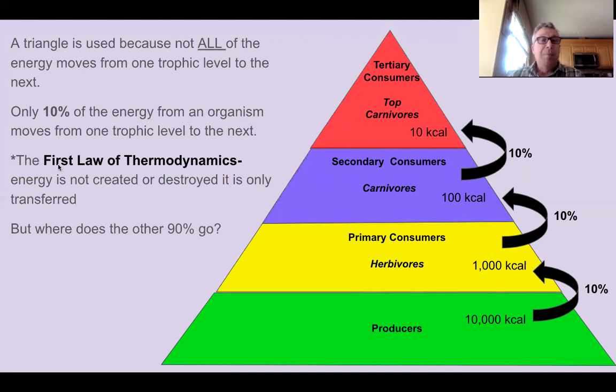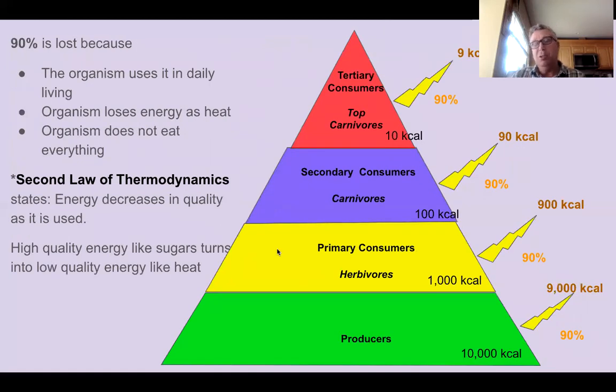All right, so based on the first law of thermodynamics, energy is not created nor destroyed. So, energy is still there. So where does that other 90% go? Well, if you think about it, we need energy to survive. So some of that goes into metabolism, right, keeping us alive. The major portion is lost as heat, right? So the majority of it is just lost as heat. Chemical reactions produce heat, and it just gets dispersed into the atmosphere.